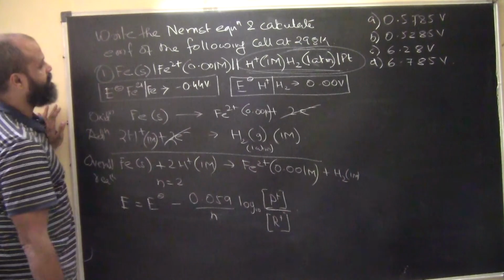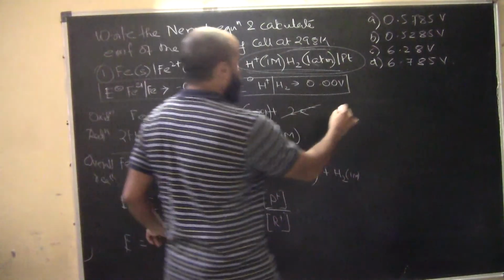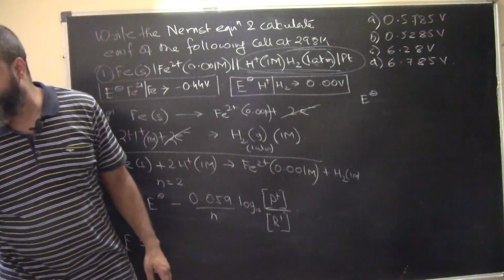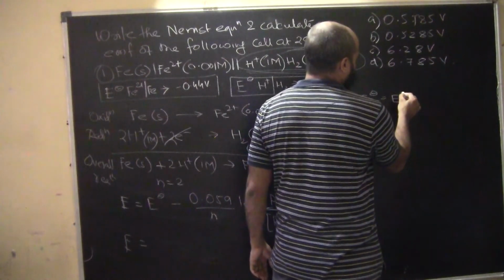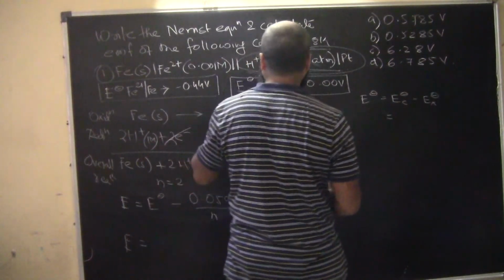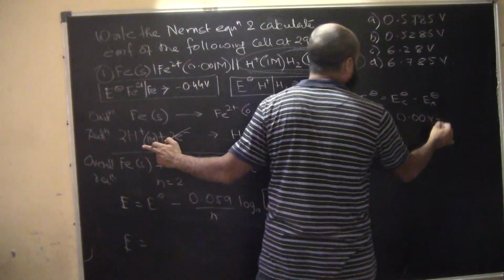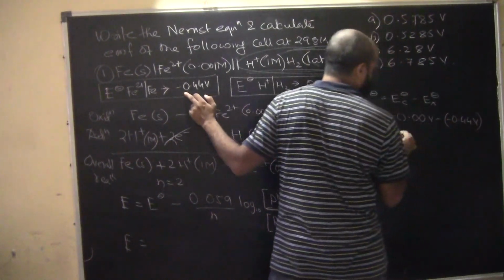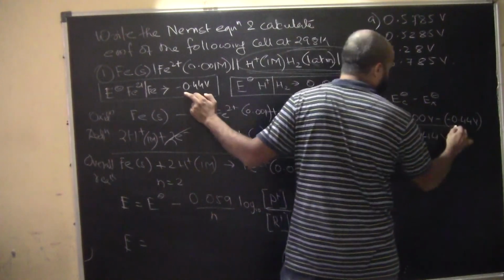So what do we have here? E standard is something that we need to calculate. What is the standard EMF of the cell? Standard EMF of the cell is going to be just EMF of cathode minus EMF of anode. The cathode is where the reduction is taking place, that is 0.00 volts, minus Fe, that is minus 0.44 volts. So that's going to be 0.44 volts. That's the standard EMF of the cell.